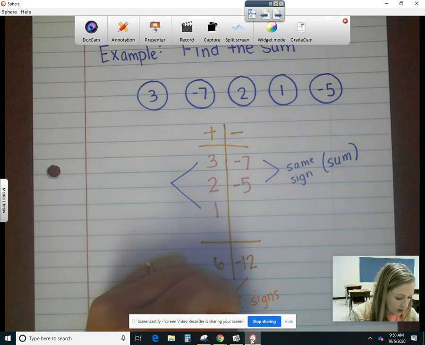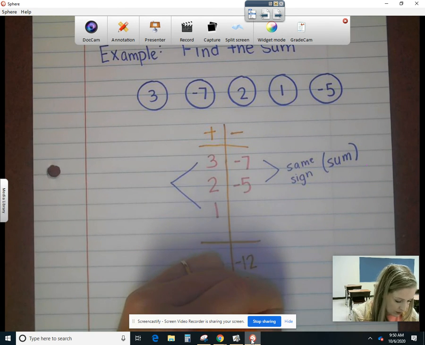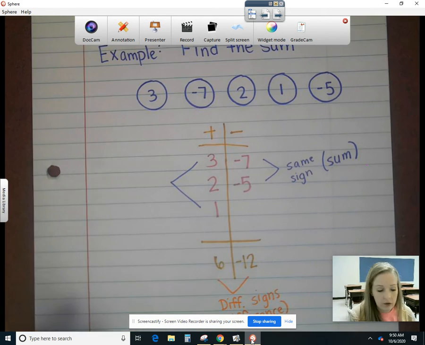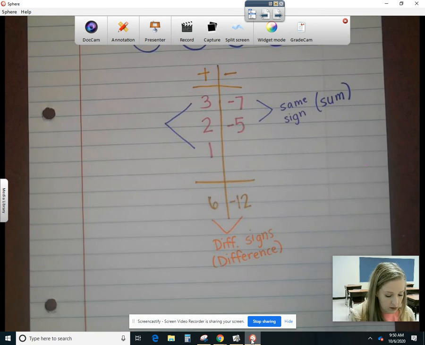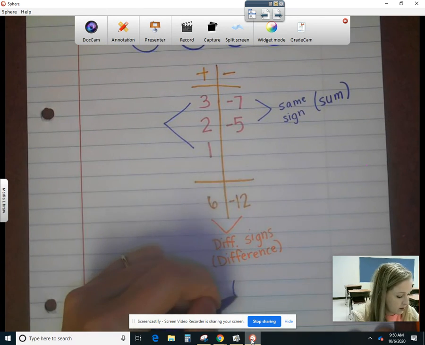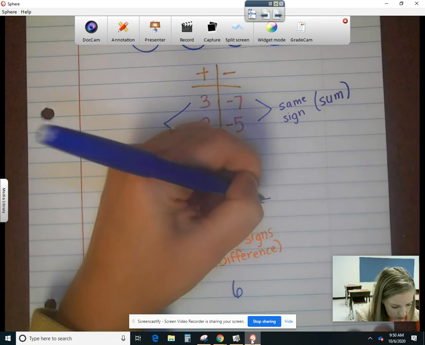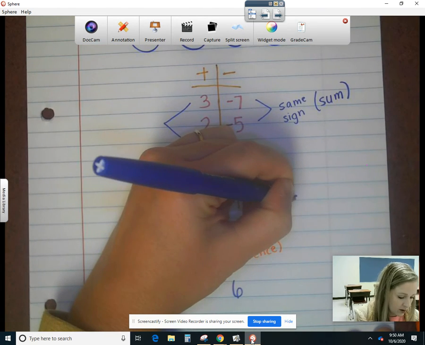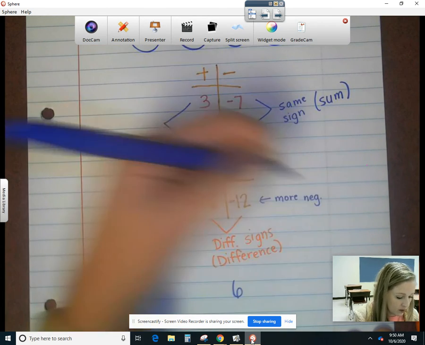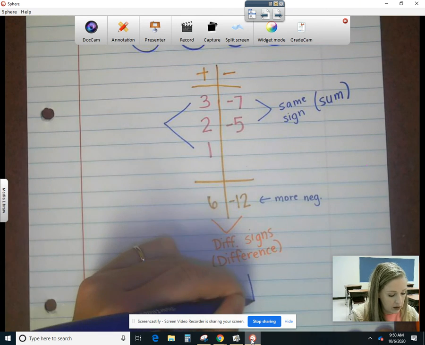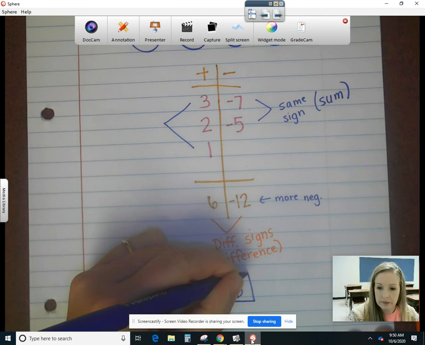Different signs, we find the difference. So that means we subtract. 12 minus 6 gives me 6. And we have more negatives, so it's going to be negative 6.